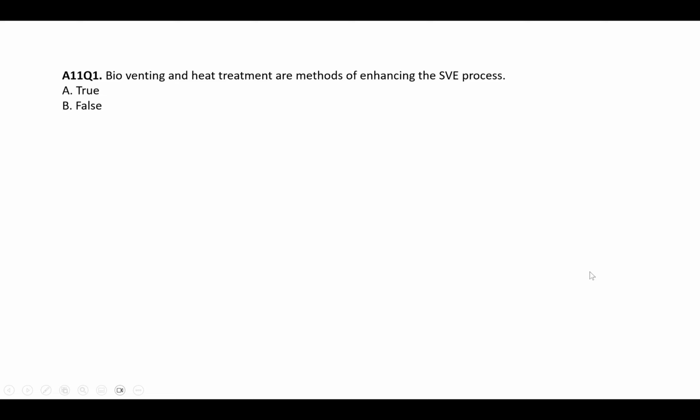So bioventing and heat treatments. These are the methods which are used to enhance the soil vapor extraction process. In bioventing, oxygen and nutrients are supplied in the aquifers to enhance the microbial activity taking place in the aquifer, to enhance the conversion of the contaminants into vapor phase.